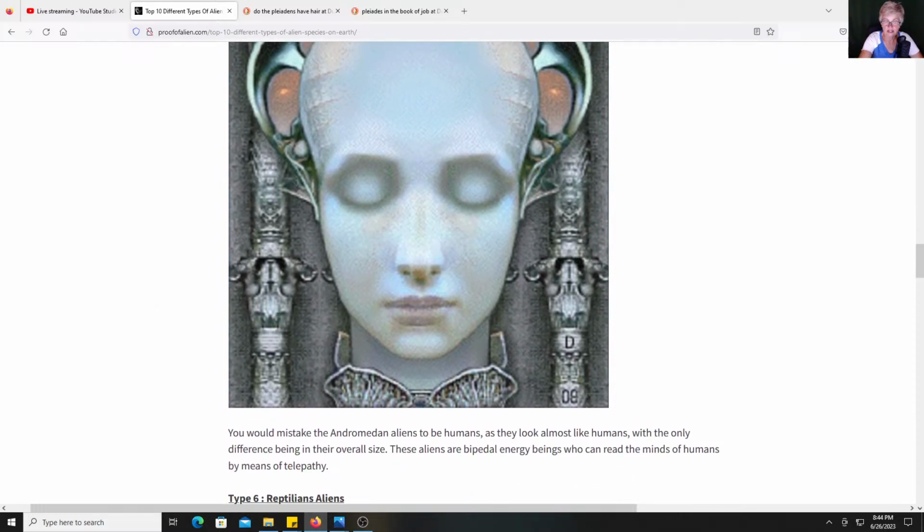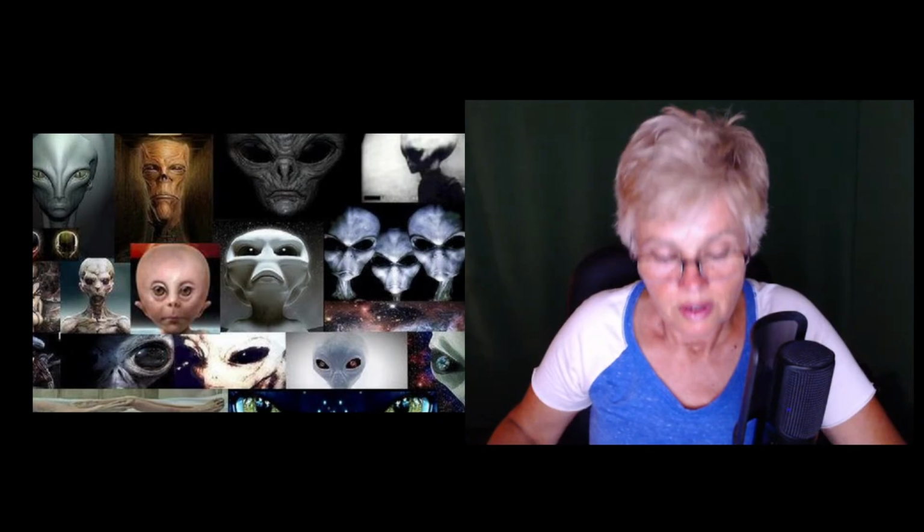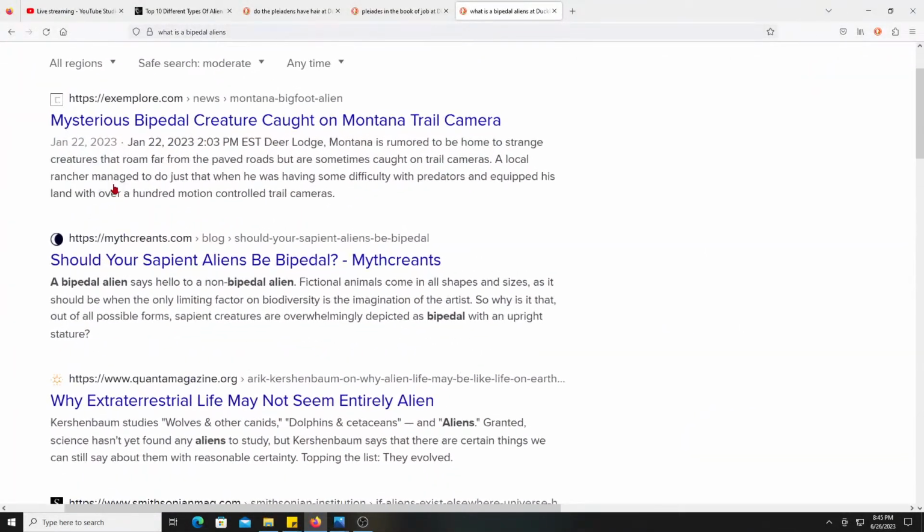You would mistake the Andromedan aliens to be humans, as they look almost like humans, with the only difference being in their overall size. These aliens are bipedal energy beings who can read the minds of humans by means of telepathy. Now, what is a bipedal alien? I don't know what a bipedal alien is, you all. So I think I want to look it up. A bipedal alien. What is a bipedal alien? I want to know, because I don't know. I really don't know. But I do want to know.